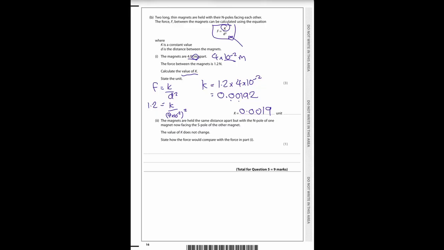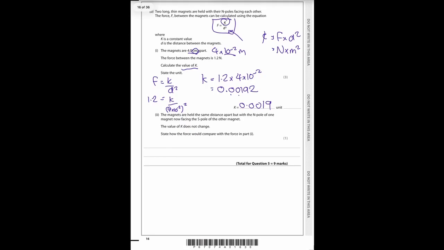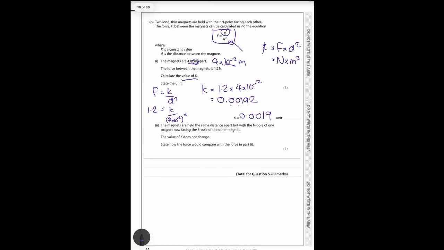So how am I going to get the unit from there? Well, in order to get k, I had to do f times d squared. What was the unit I used for f? It was newtons. What was the unit I used for d squared? Well, for d, I had it in meters. Therefore, that's going to be meters squared. So newtons times meters squared, the unit is going to have to be newton meters squared, and that is job done.